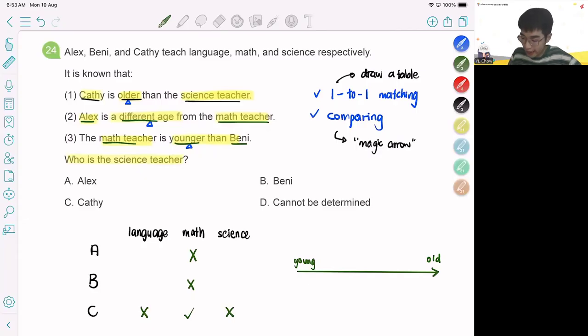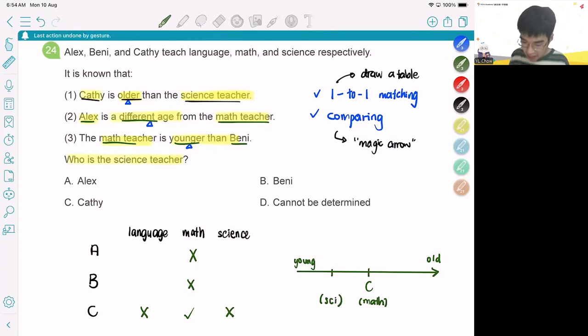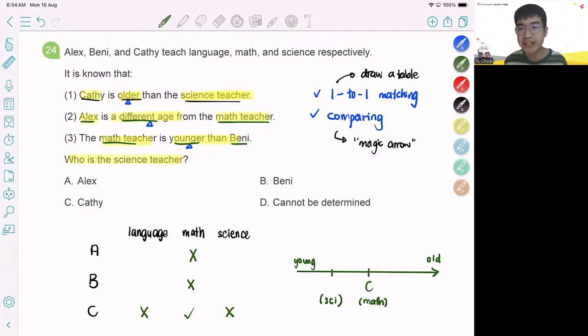So now we already know Kathy is the math teacher. So let me just label Kathy here. All right. And we look at the clues again, this time focusing on the ages. Number one, Kathy is older than the science teacher. Okay, so in that case, the science teacher is younger. Next, Alex is a different age from the math teacher. I know it's a different age, but is it a younger or older age? Unfortunately, the second sentence doesn't give much information, so we should look at the third.